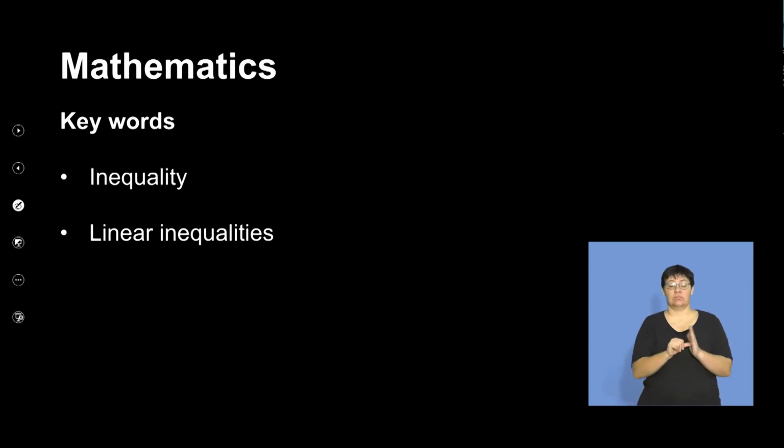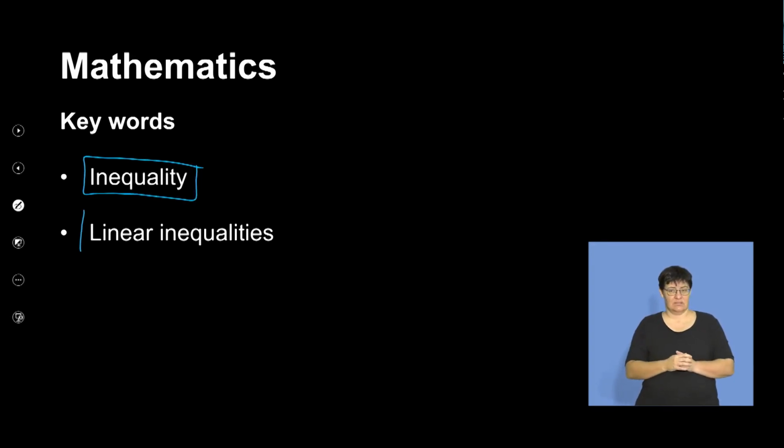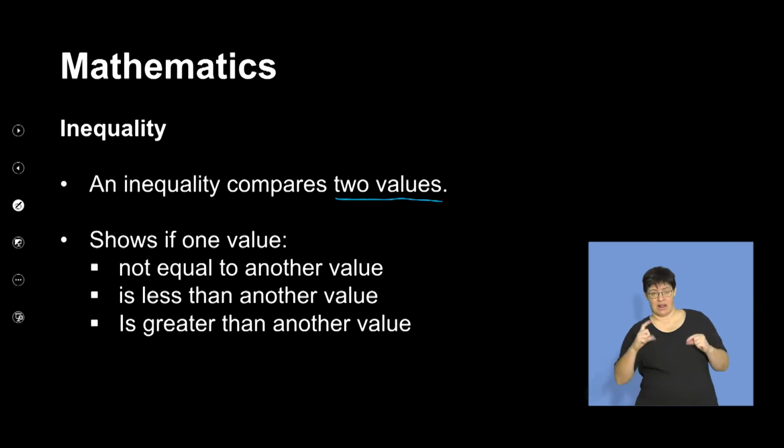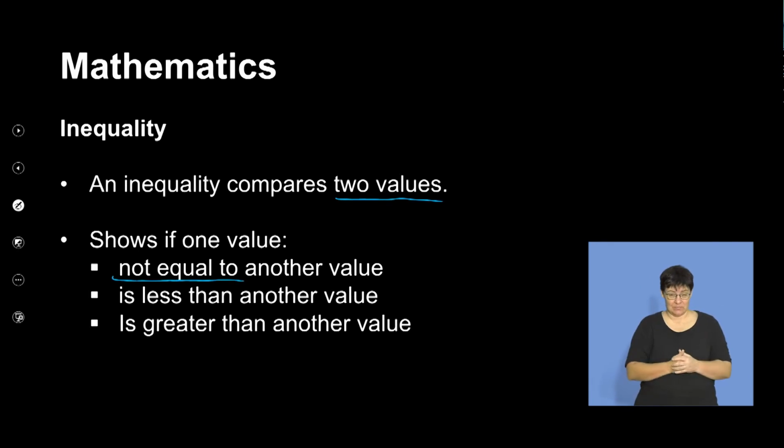The keyword for this lesson is inequality. We're going to look at what exactly an inequality is, and then make it a linear inequality and see how we talk about a linear inequality. Now, an inequality compares two values. What does this mean? One value might be bigger than the other, or smaller than the other, or it might not be equal at all. So it shows whether one value is equal to or not equal to another, whether one value is less than another, and lastly whether one value is greater than another.